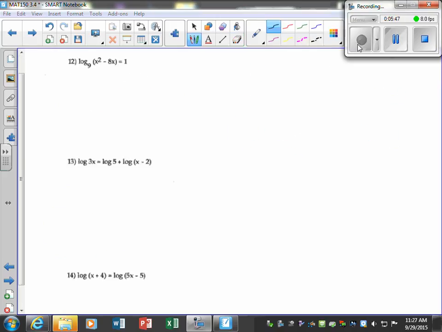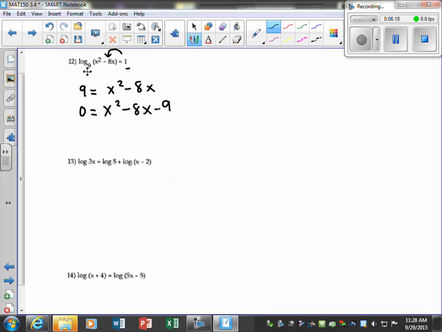Alright, so on this one, we can take it from logarithmic form to exponential form and just say this raised to this equals this argument. So we would get 9 to the first power, which is just 9, is equal to x squared minus 8x. Moving it all to one side and getting this set equal to 0, we subtract 9 from both sides, and we just get this value when we move 9 over to the right.